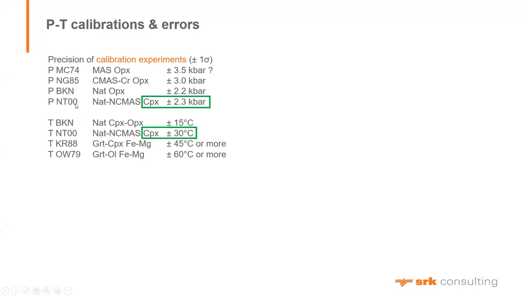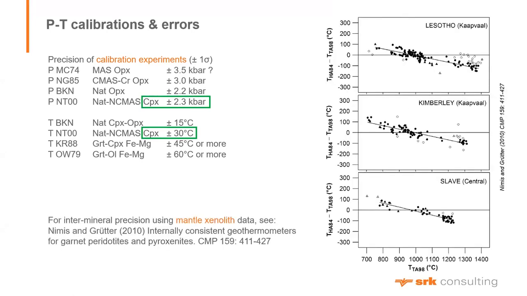I want to point out something here, that the CPX barometer and the CPX thermometer that I'll be talking about a lot have some of the better precisions in the experimental calibrations than some of the other things that are available to us. That has important consequences. If you want to start comparing temperatures between different systems, it gets really complicated very quickly.